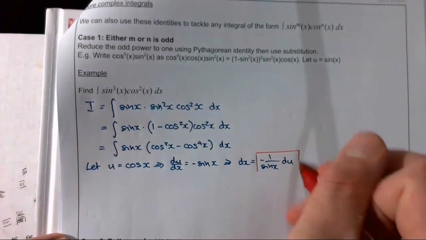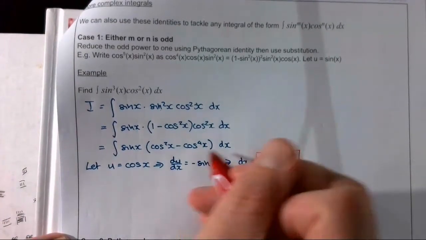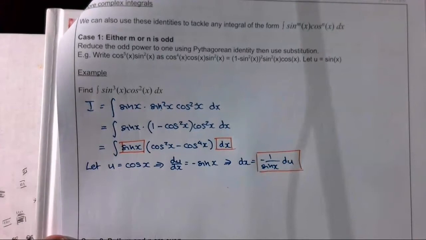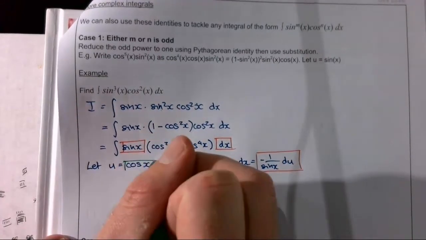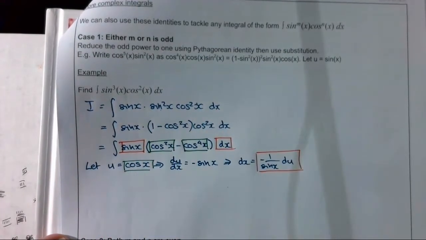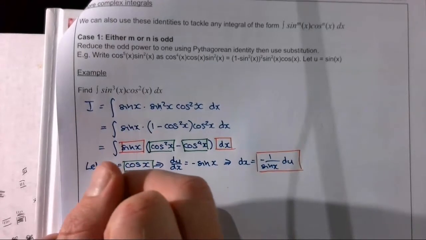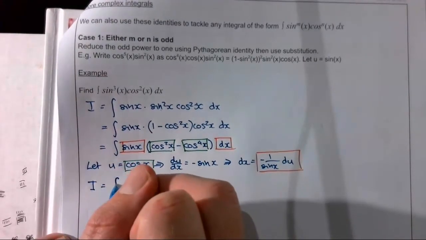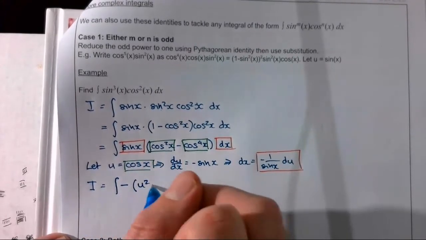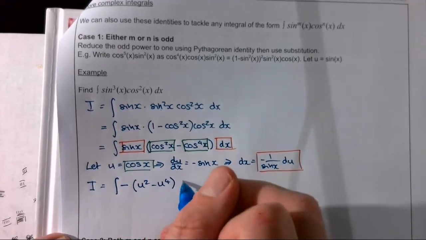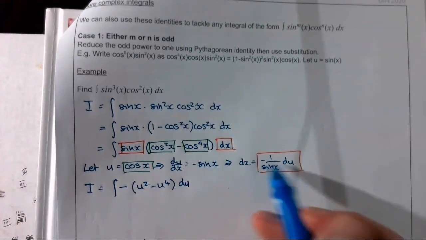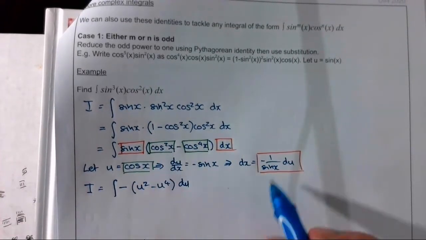Then this will help us deal with these. And we can also substitute in using cos x for these and these, meaning that all the x's can be replaced. So our integral I is going to be the integral of minus u squared minus u to the power 4 du, because once I substitute in for the dx here, the sine x cancels with this sine x.